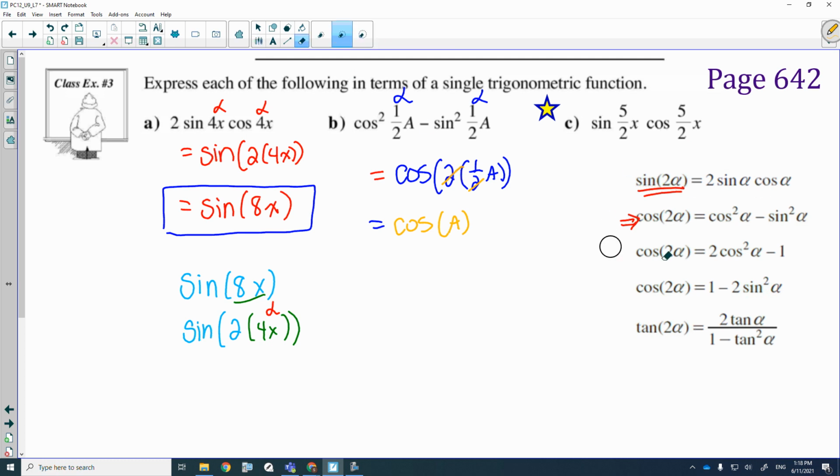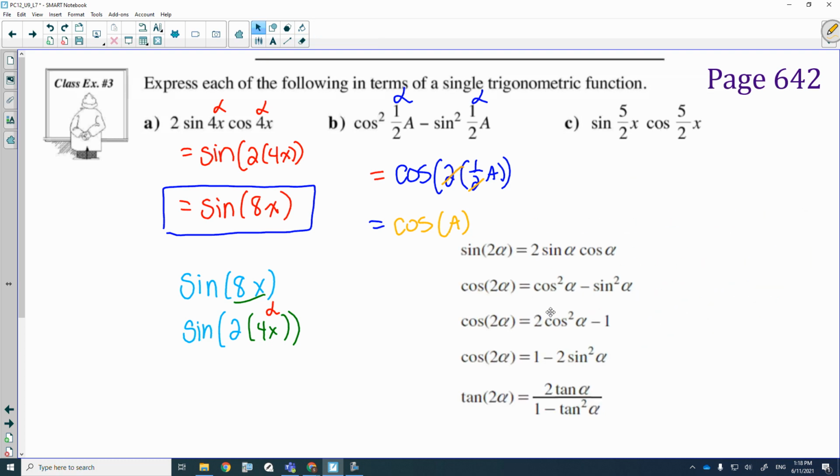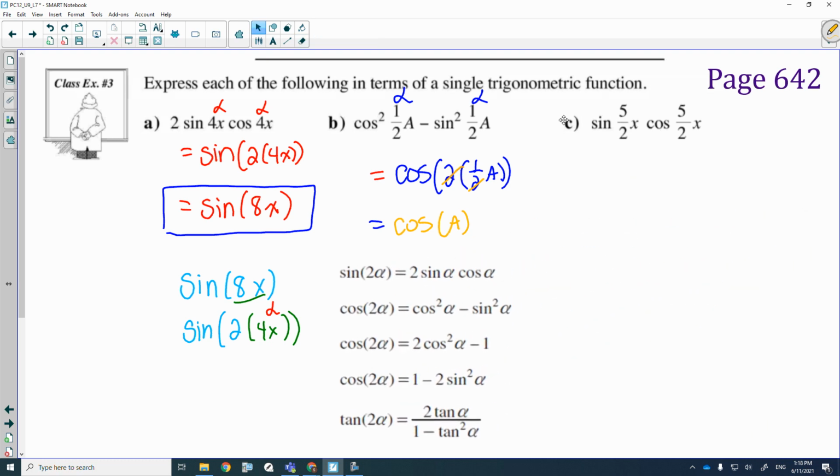Let's do this last class example, then I'll give you your homework, and I'm actually going to set one question up for you in your homework. Class example 3C. You're going to star this. This one is a little bit tricky.